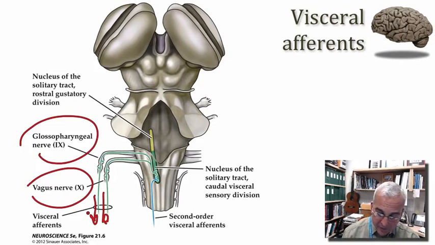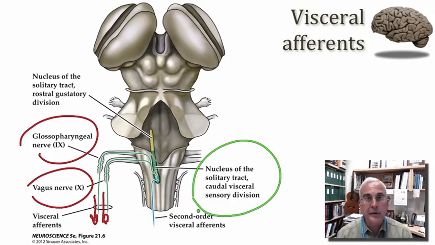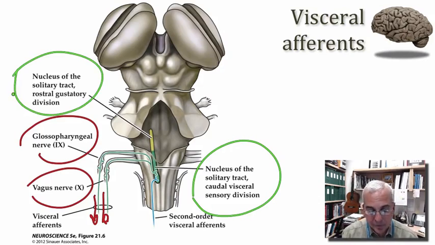So, as I mentioned, an important integrator of this incoming information is this nucleus of the solitary tract. And we've already talked about this nucleus when we talked about our gustatory system. As you'll recall, this nucleus really has two principal divisions to it. There's a rostral division, which is receiving this incoming special visceral sensory information about taste. And then there's a caudal division, and that's the part that I want to focus on here.